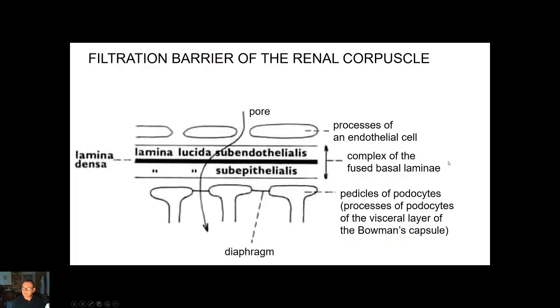I already said everything about this picture, so just to repeat it, a pathway of our molecule from the capillary, which is at this side: pore, lamina lucida subendothelialis, fused basal laminae or fused lamina densae, second lamina lucida, diaphragm in the filtration slit, and here is the urinary space.